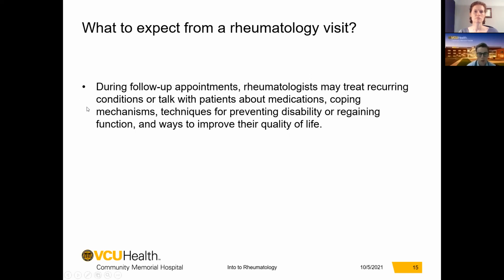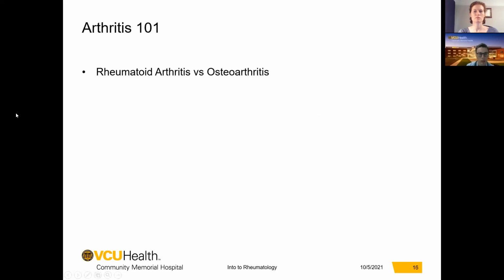In follow-up appointments, we'll talk about these recurring conditions, talk about medications, talk about mechanisms to cope with these diseases, and techniques to try and prevent the disability and loss of function that this joint pain or joint damage may have on your quality of life.